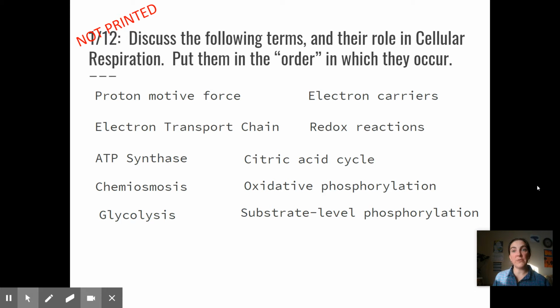Here's a whole bunch of vocabulary that came up during yesterday's lecture about cellular respiration. See if you can put this in order. Try and see if there's anything you can do without using your notes. Keep in mind, these don't all go 1, 2, 3, 4. Some of them are happening at the same time. But see if you can figure out how these terms go together.